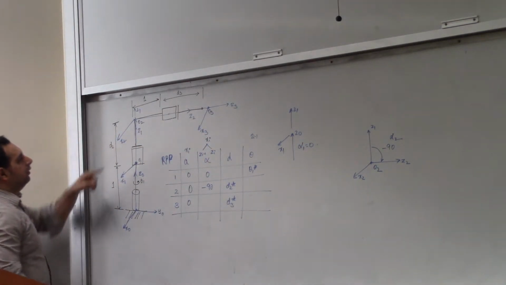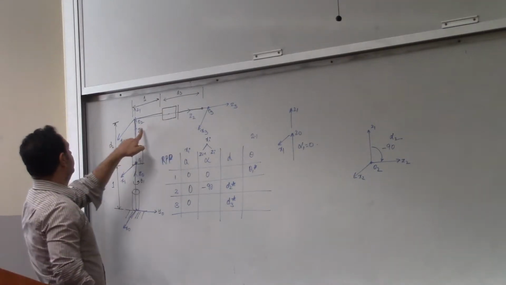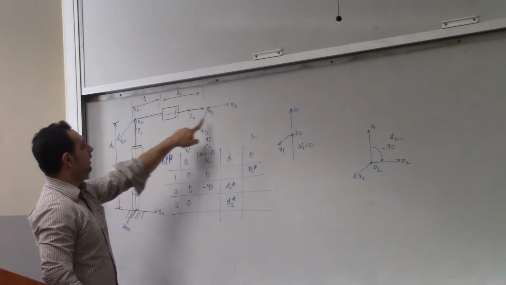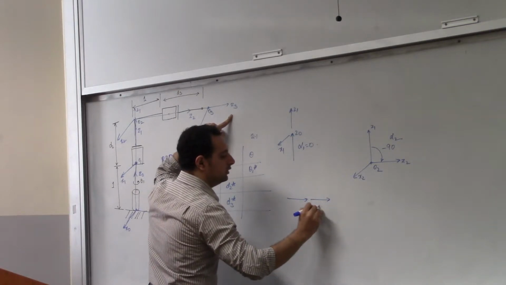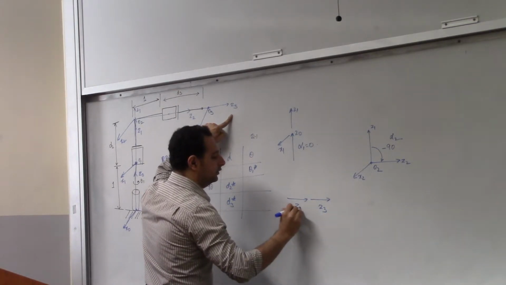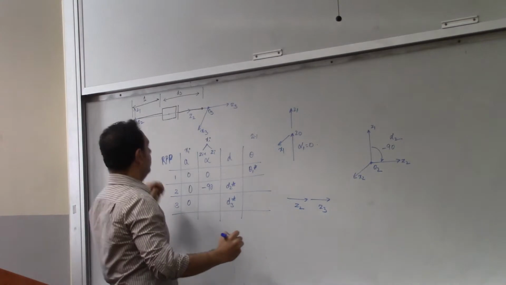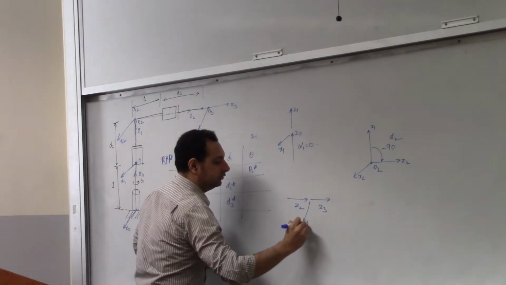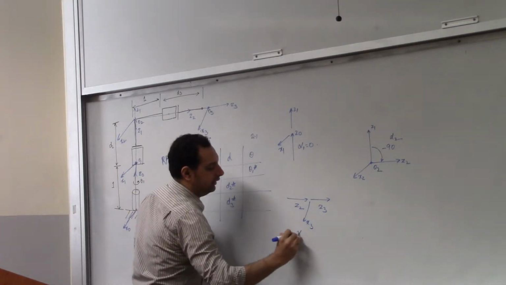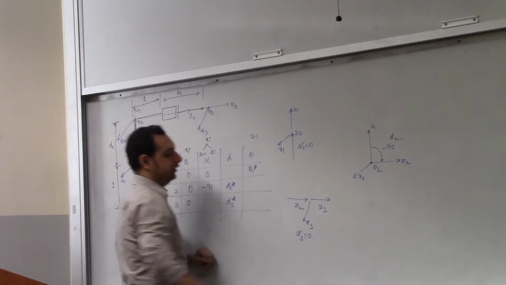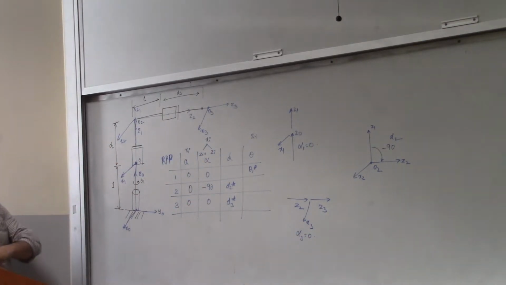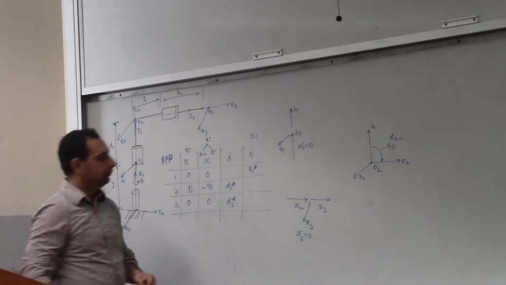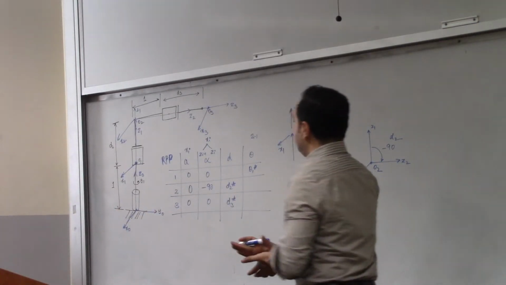Now here, once again, Z3 and Z2 are collinear. This is Z3, this is Z2. Both of them are collinear, and this is X3. So alpha 3 will be equal to 0 degrees. How about D1?